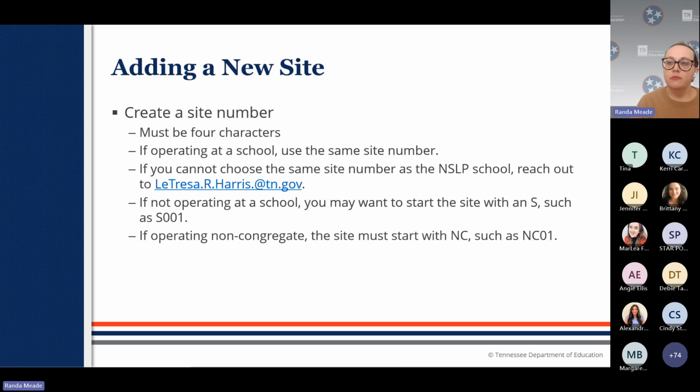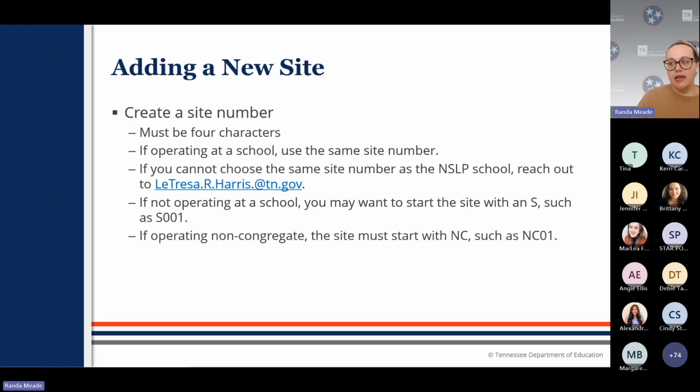So the site number must be 4 characters. If you're operating at a school, you use the same site number. If you cannot choose the same site number as your NSLP school, you can reach out to Latrice and she can get that adjusted for you.